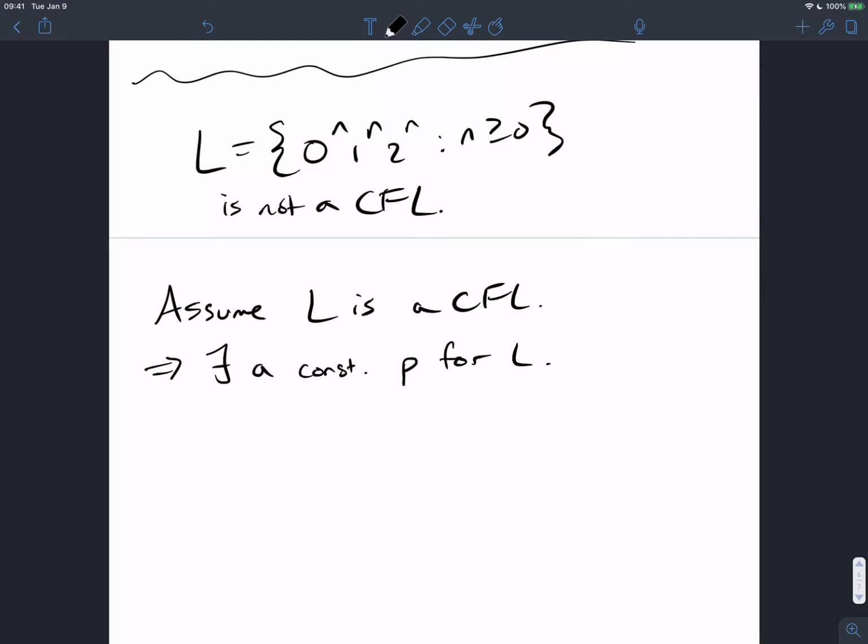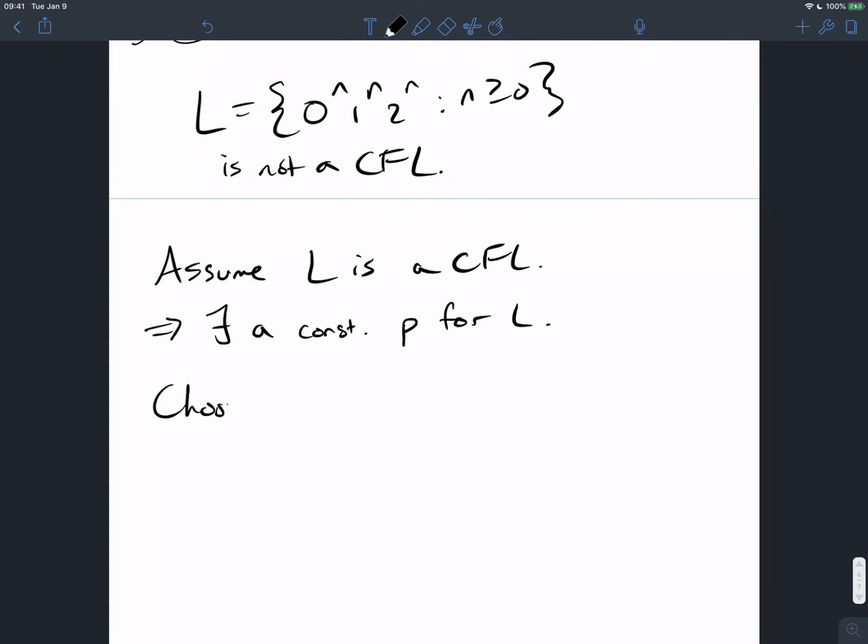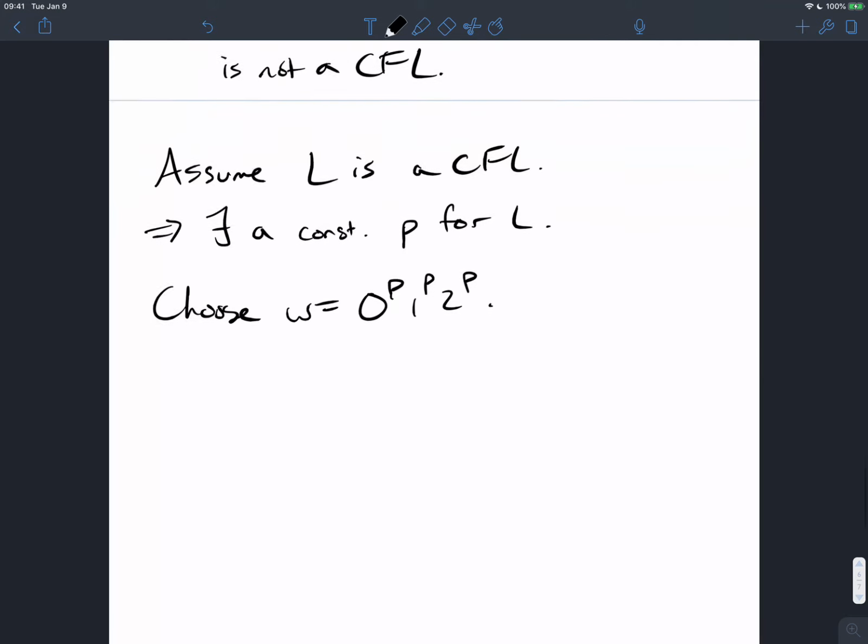Oh, how about just replacing the n with P? So let's choose 0 to the P, 1 to the P, 2 to the P. So this has length at least P and is in the language, so we're all set. It may not work for this string, but if I can find some string that works, we're all set. It will work for this string, though.